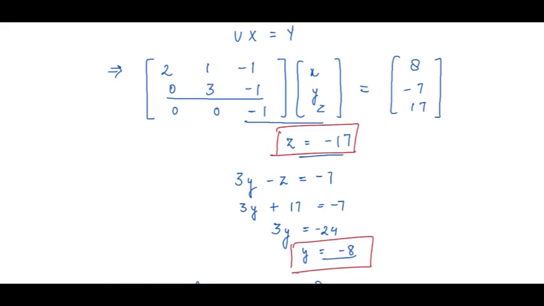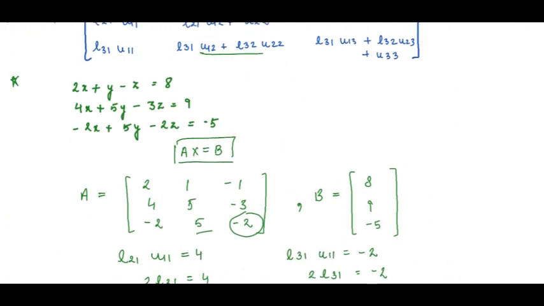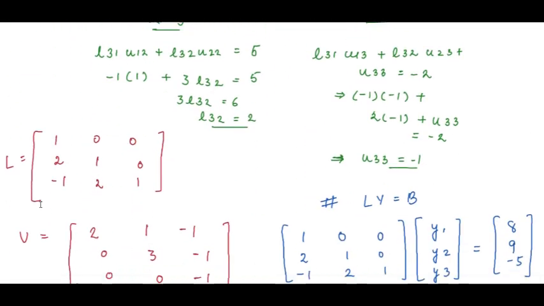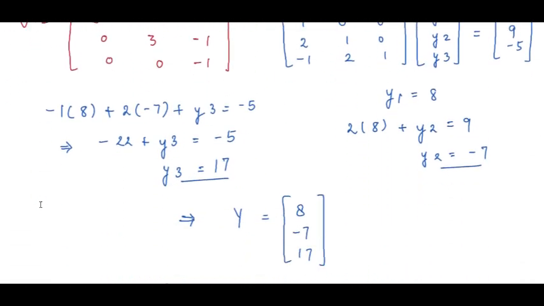Now we know that our original system is Ax equals b. Since we have decomposed the coefficient matrix as A equals LU, we substitute this into the original equation, so LUx equals b. Here we have three matrices multiplied together: L into U into x. So instead of multiplying U and x every time, we introduce a new intermediate variable Y. This Ux equals Y, where Y is just a temporary vector introduced to simplify the computation.